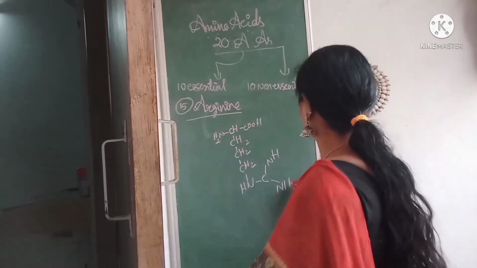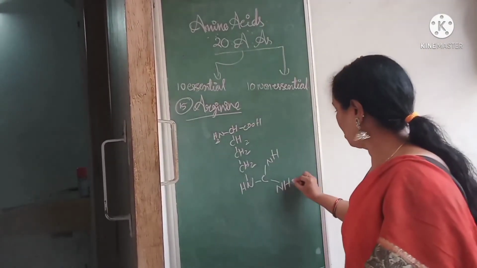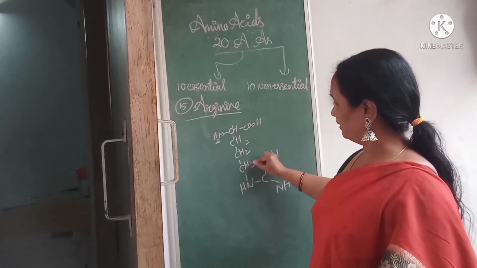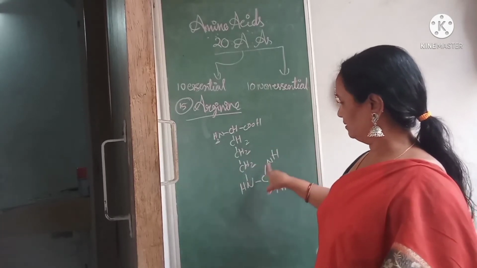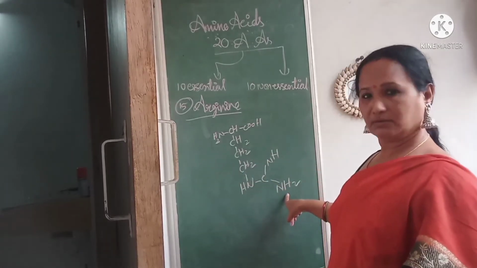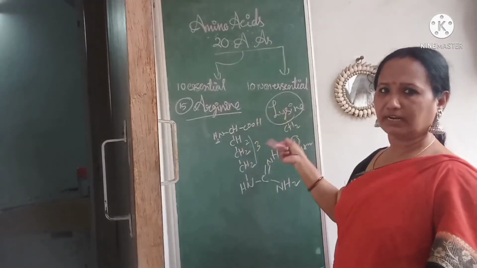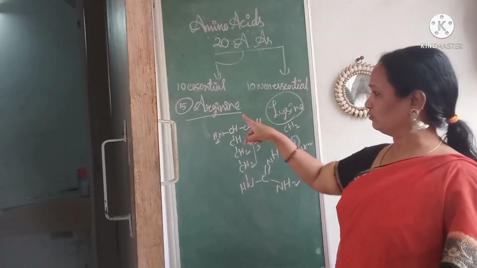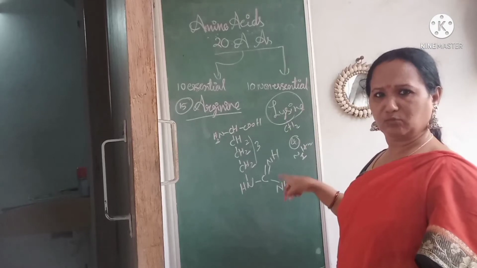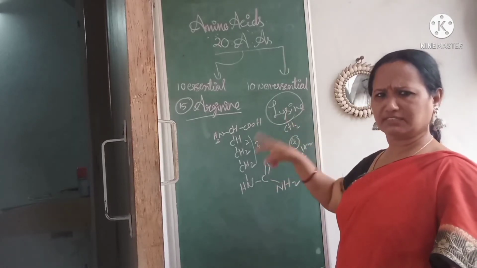Now we have seen the arginine structure. When we examine the arginine structure, we can find 3 amino groups and 3 methyl groups. In lysine, there is 1 amino group and 4 methyl groups attached to the alpha carbon. This is the difference between lysine and arginine.